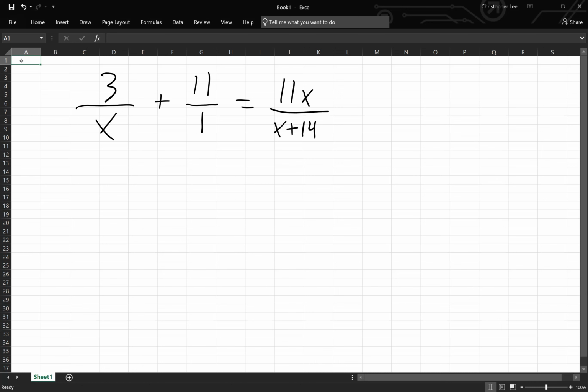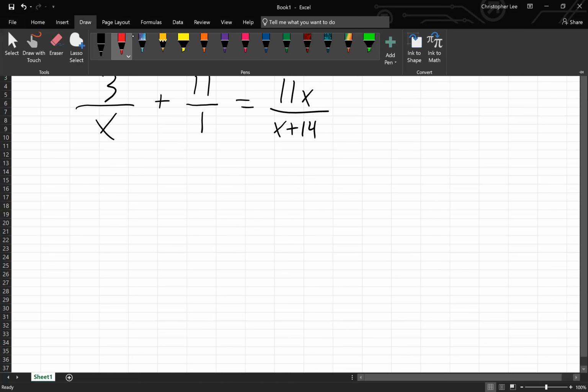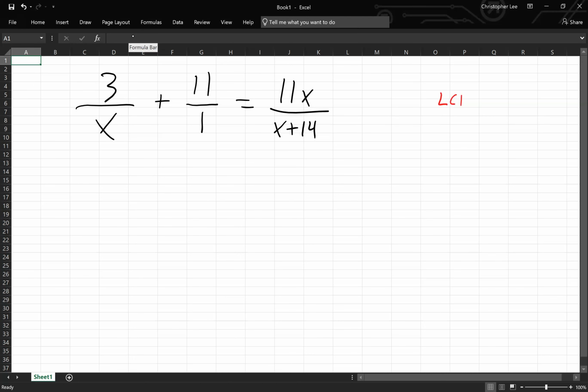After that, LCD. What's the LCD here? All right, so I heard x plus 14. What else? And x, right? Very good. So that whole thing is the LCD. Now, in the first term, the 3 over x, I have an x in the denominator. I want to get it to look like this, x times x plus 14. So what is it missing? Yeah. So I'm going to multiply this by x plus 14.